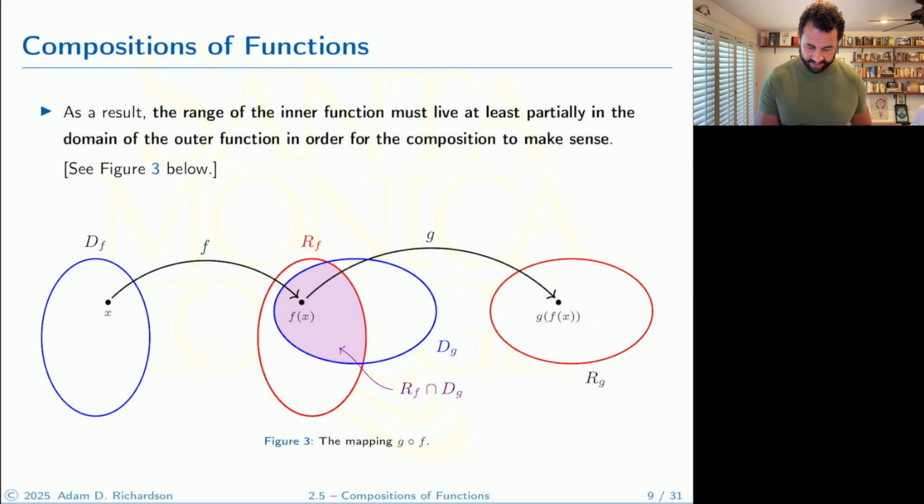Now, pretend this happened instead. Let me put a point. I'm going to call this x2 over here. Okay, now f is going to send x2 here to this point, f of x2.